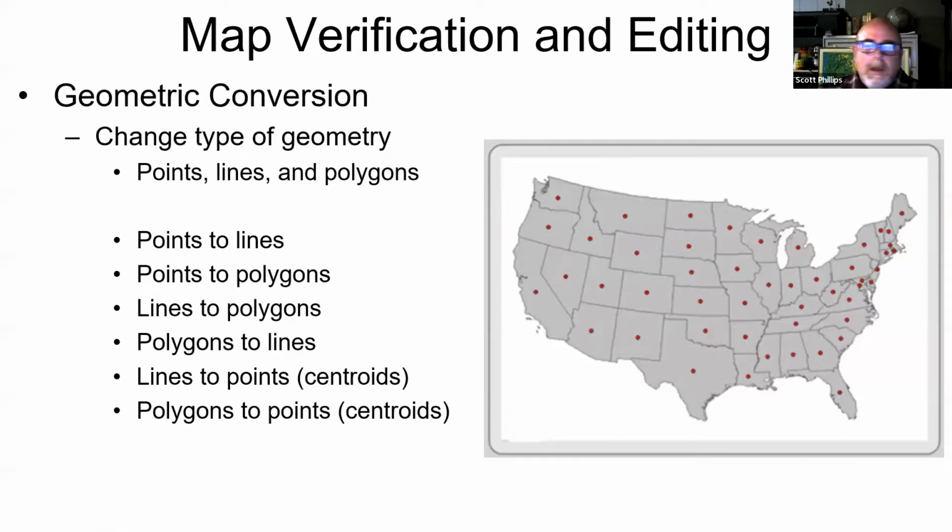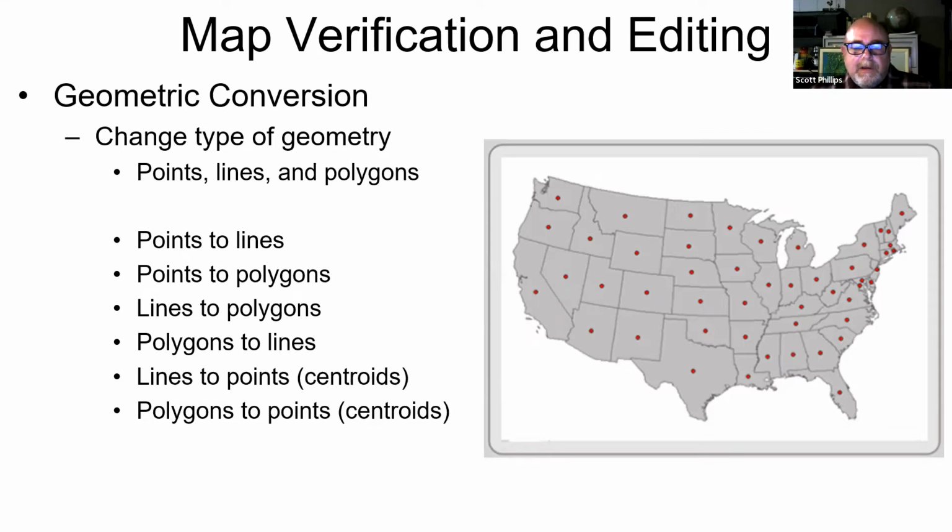And lastly, another thing we can do is what's called geometric conversion, or changing the type of geometry from one to the other between points, lines, and polygons. The three basic types of geometric features in a GIS are points, lines, or what we call polylines or groups of lines, and polygons. So you can take a series of points and connect them together as a line. You can take a series of points and enclose them as a polygon. You can take a set of lines that are closed and convert them to a polygon, and vice versa, from a polygon to a set of lines.